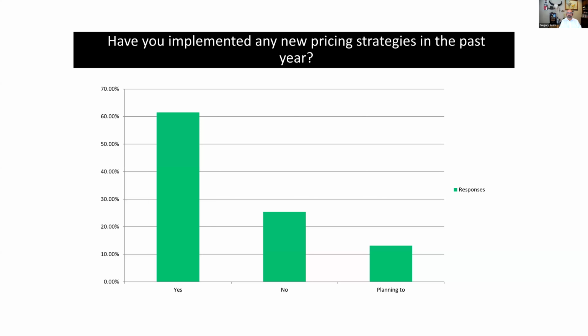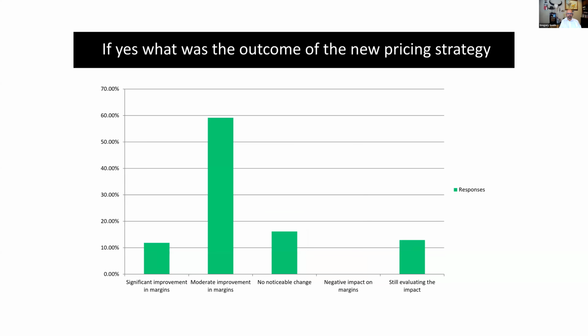Have you implemented any new pricing strategies in the past year? Yes, 60%. Good job. No, and I'm planning to. So it's difficult. It's not easy. The metaphor is rugby. It is not for the faint of heart. Mathematically, analytically, it's not hard. Implementation is difficult, and building upon it. And we'll see that in one of these.